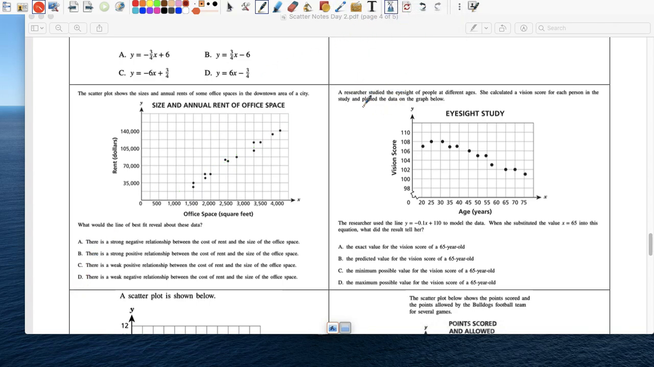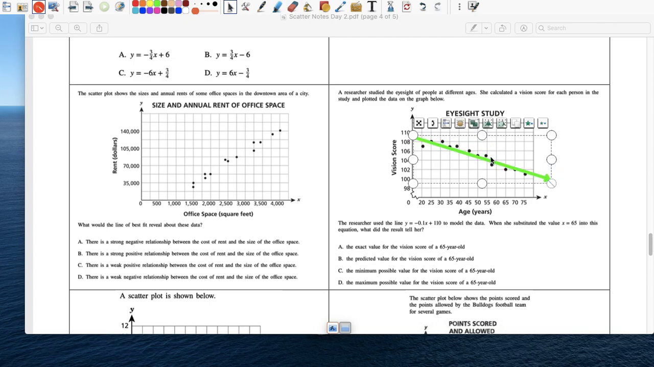Okay, the eyesight of people of different ages. I'll tell you right now, it gets worse. She calculated a vision score for each person in the study and plotted the data. As you get older, what happens to the vision score? I can tell you right now for a fact that it's going to go down. Here's a line of best fit.